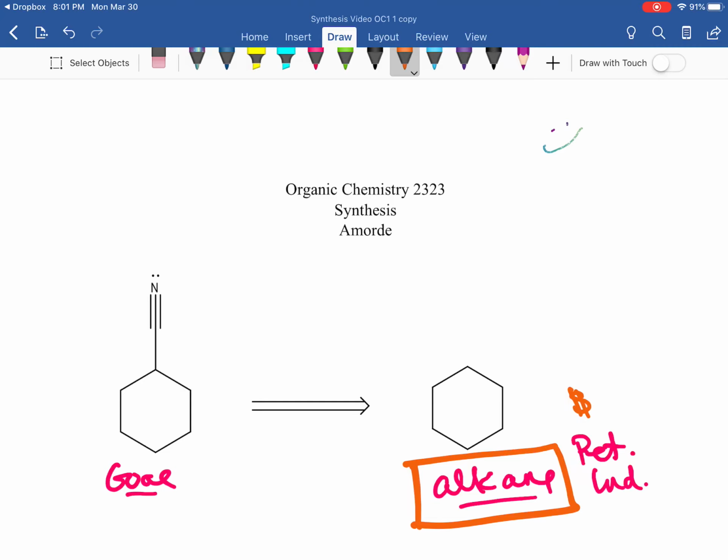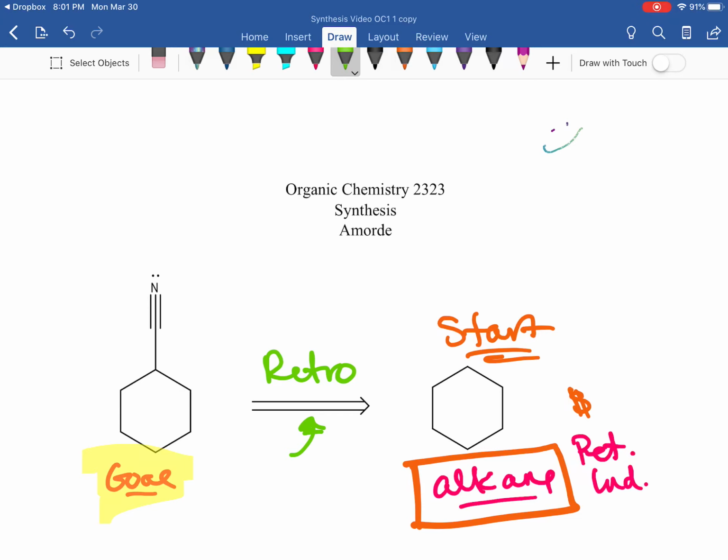So a synthesis is typically written backwards. So we're going to start with some sort of alkane, but our goal is actually this product. And that's the whole point of synthesis. You've got to start somewhere, something you can get your hands on, and then end up with your goal at the end. So we typically use what's called a retrosynthetic arrow. That is this funny looking arrow right there.